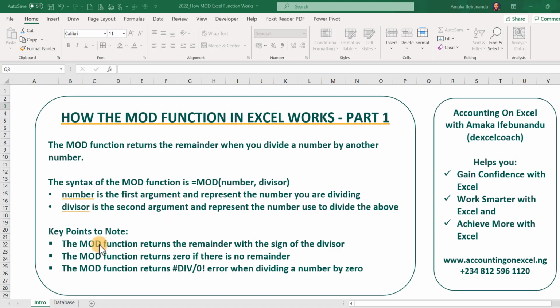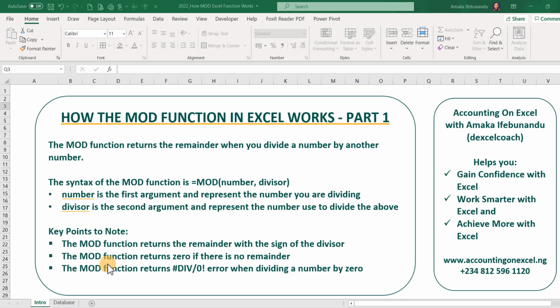There are key points you need to know when using the MOD function. First, the sign of the result of the MOD function is the same as the divisor. If the divisor is negative, the result of that MOD function will be negative. Remember, the MOD function returns the remainder. So the divisor sign will be the same as the remainder, right?